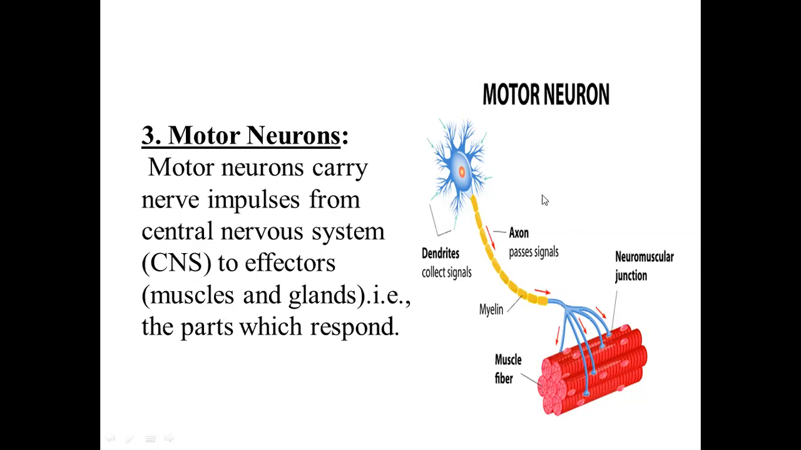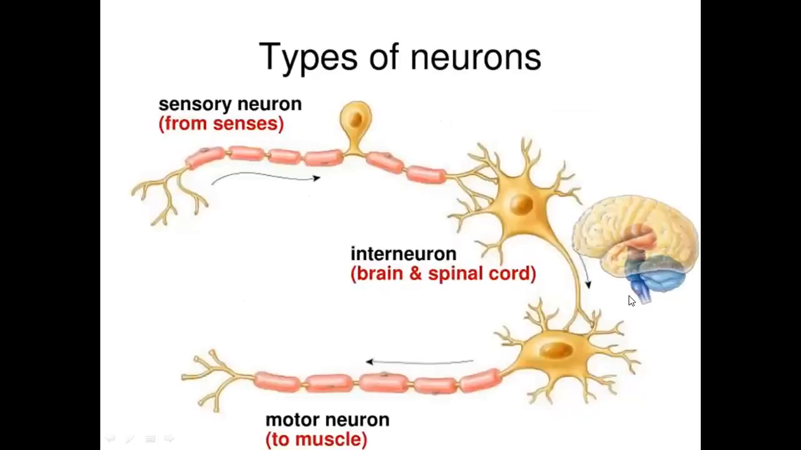So this is a motor neuron: dendrites, central cell body, axon, and myelin sheath. And this red colored, bundle-like structure is actually a muscle fiber. So here the neuron and muscle fiber are linking with each other, having a connection. This connection or junction between the neuron and the muscle is termed as neuromuscular junction.